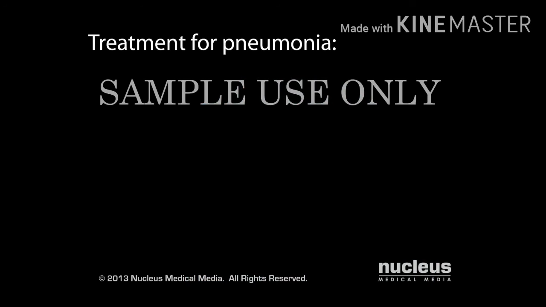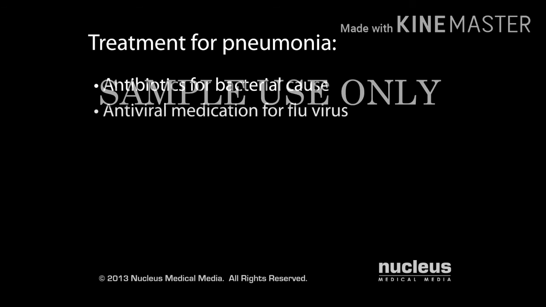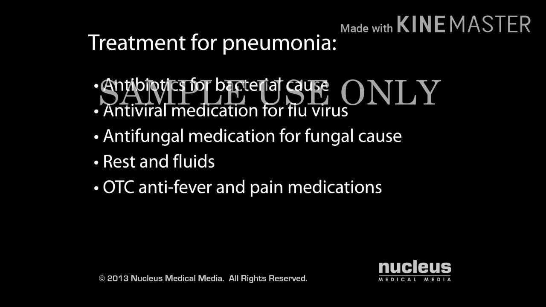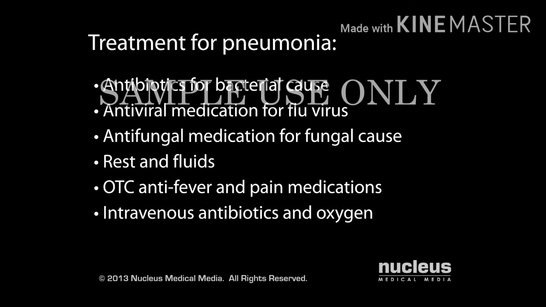Possible treatments for pneumonia include antibiotics, if the cause is bacteria or a parasite, antiviral drugs, if the cause is a flu virus, antifungal medication, if the cause is a fungus, rest and drinking plenty of fluids, and over-the-counter or OTC remedies to manage your fever, aches, and pains. If you have severe pneumonia, you may be admitted to the hospital and given intravenous antibiotics and oxygen.